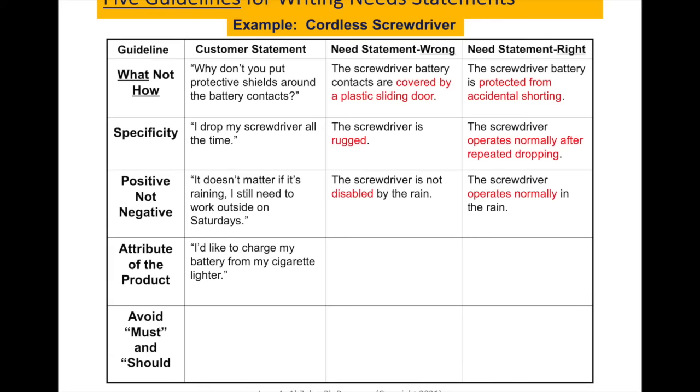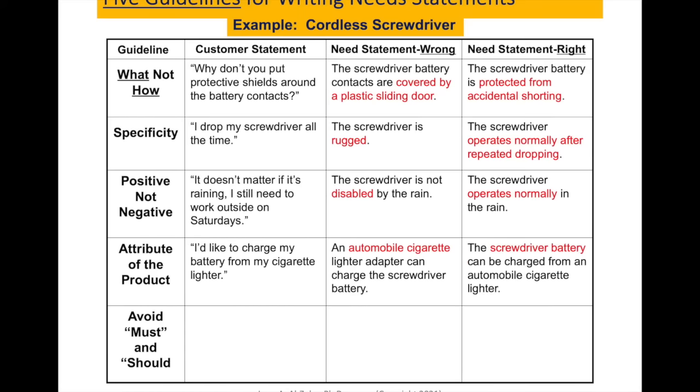Attributes of the product: you always need to highlight your product and your solution. For example, if one of the customers says, I'd like to charge my battery from my cigarette lighter, a statement could be: an automobile cigarette lighter adapter can charge the screwdriver battery. Now you are placing the automobile cigarette lighter ahead of your product, and that is something we want to avoid. The need statement is much better if you say the screwdriver battery can be charged from an automobile cigarette lighter. So always put your product, the thing that you're proud of, at the beginning.